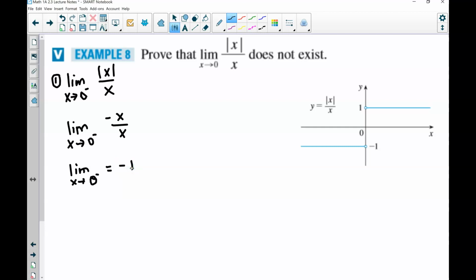Now that is a constant. So the limit as x approaches 0 from the left equals negative 1. Now let's take a look at the right side.